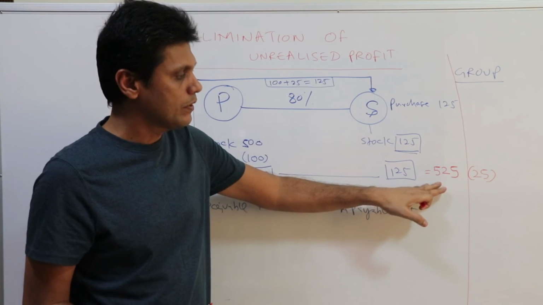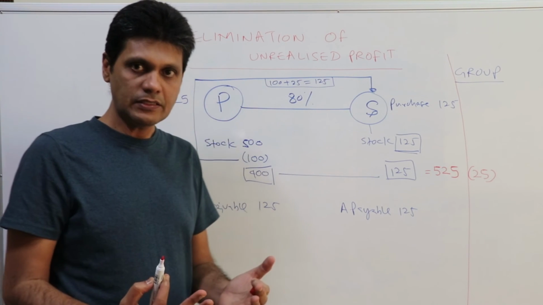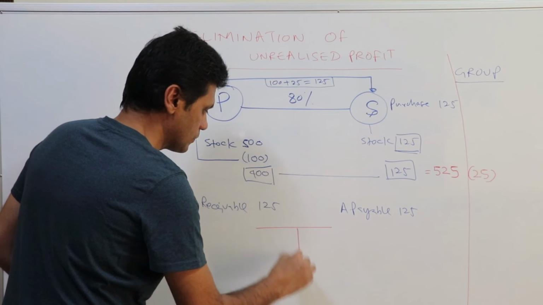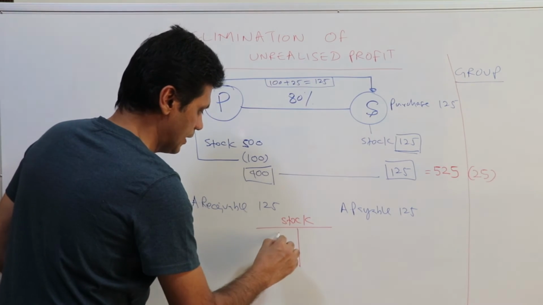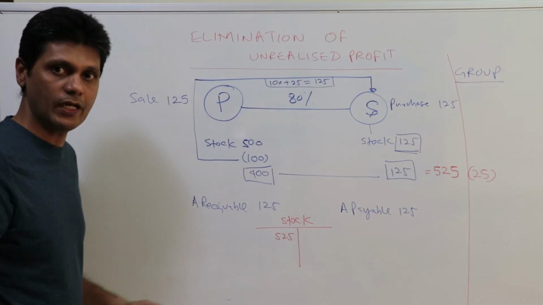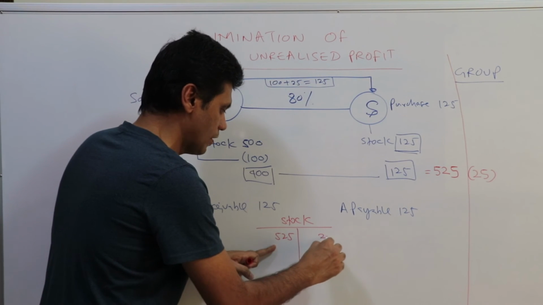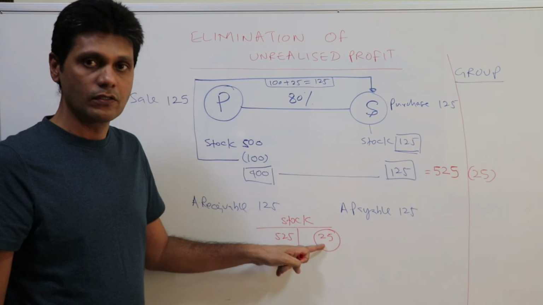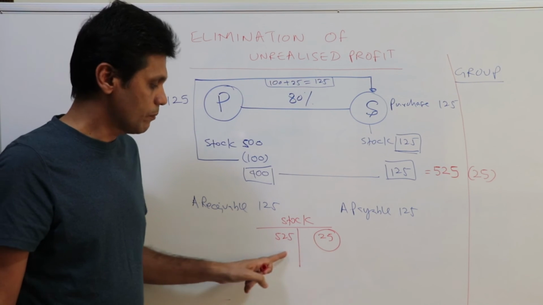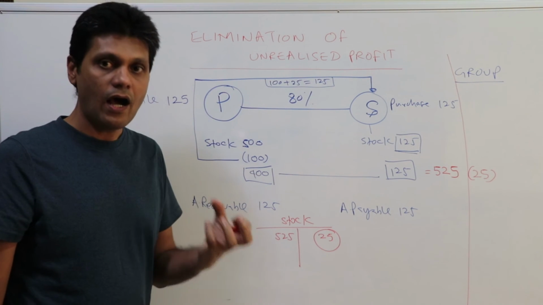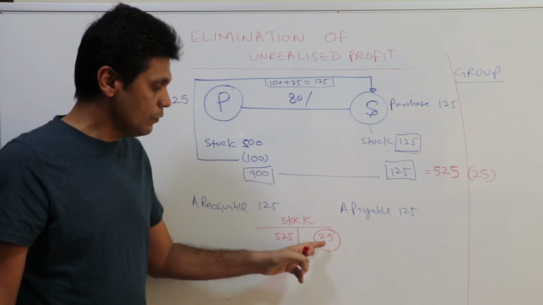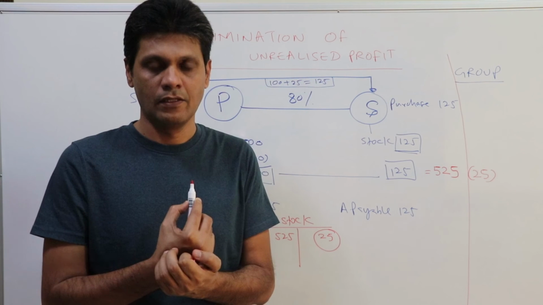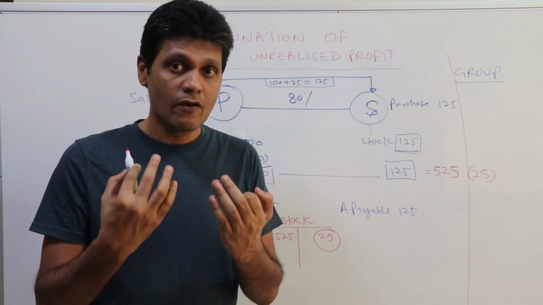When you remove the unrealized profit from stocks, stock is a debit balance, so usually it's 525. You need to credit this 25. Elimination means we are crediting this stock account. By crediting, you are eliminating the unrealized profit. Then when you credit, where do you debit this $25, the unrealized profit? This is what we have to be very careful about.